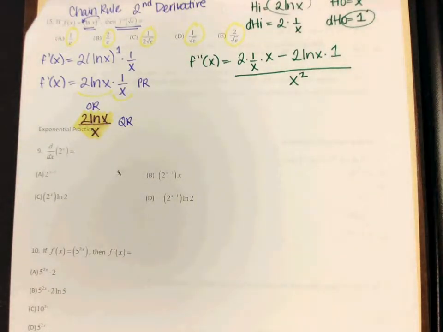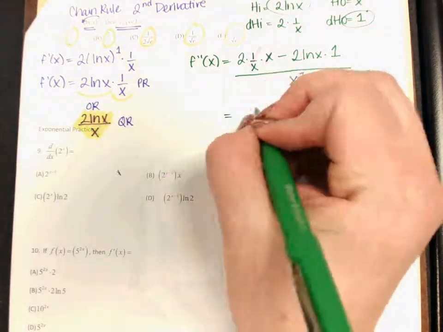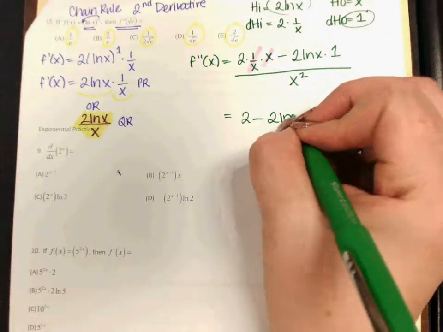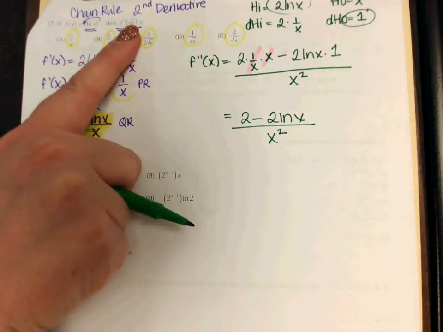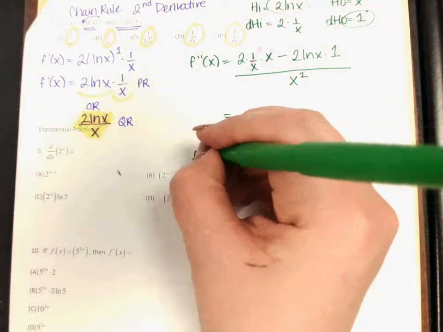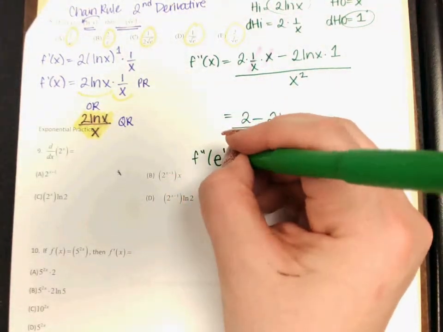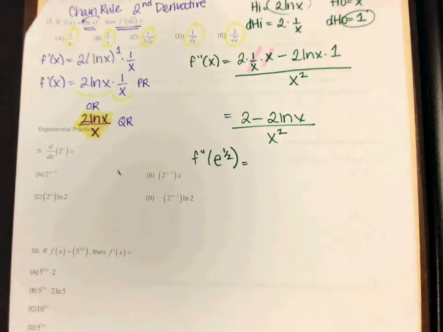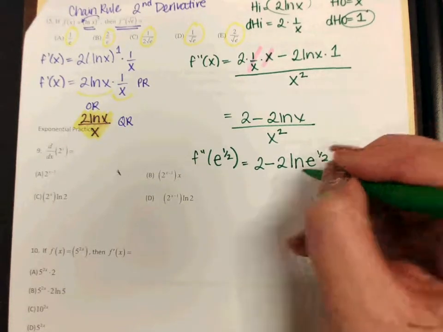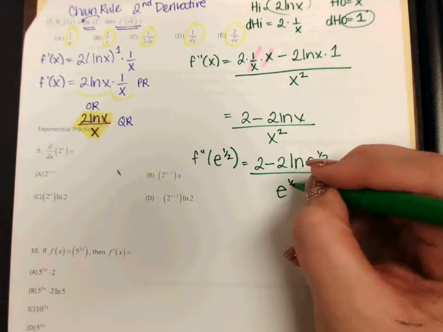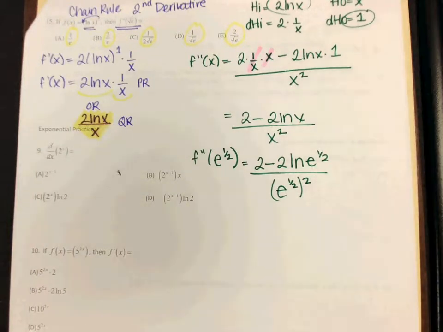Then from here, I notice that it's very obvious that these are going to cross out, so I'm going to go ahead and do it. But I wouldn't try to do a ton of simplifying here just because it's not worth it. So I'm going to have 2 minus 2 ln x over x squared. And then specifically, I want square root of e to be plugged in. So I'm going to find f double prime of e to the 1/2. So then I'd have 2 minus 2 ln e to the 1/2 over e to the 1/2 squared.